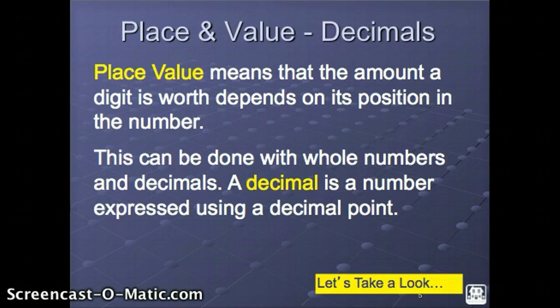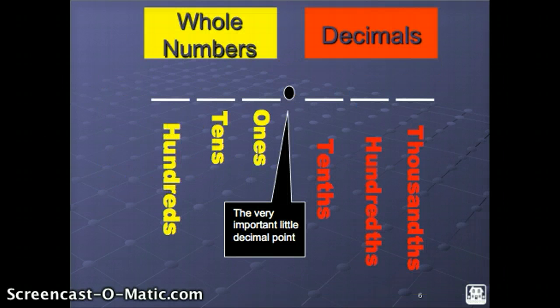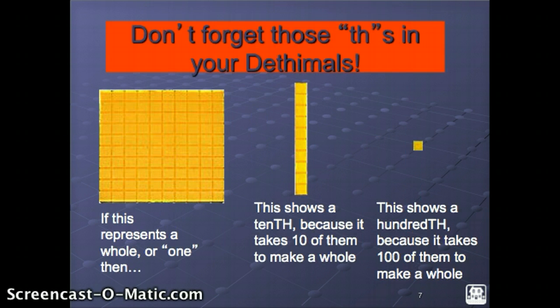So we've already defined what place value is. The definition can apply to both whole numbers and decimals. A decimal is a number expressed using, you got it, a decimal point. Here's a smaller version of the place value chart. It shows the very important little decimal point with the decimals following it in tenths, hundredths, thousandths. And don't forget those THs at the end of your decimals.